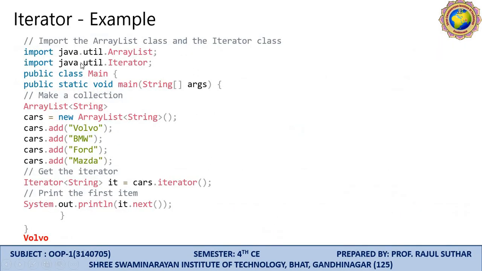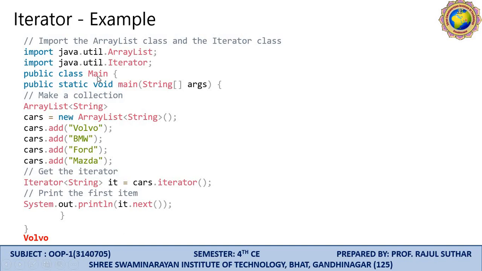This is a simple example, where the next method is useful. Let me check this example. Import the ArrayList class and the Iterator class. Here we need to import two statements: java.util.ArrayList, because we are using an ArrayList, and java.util.Iterator. These two are mandatory while working with the iterator in Java.